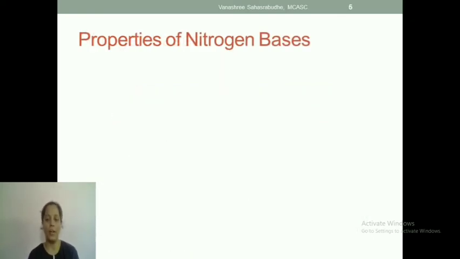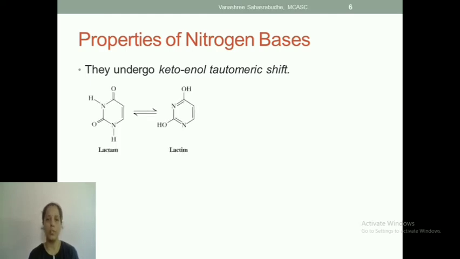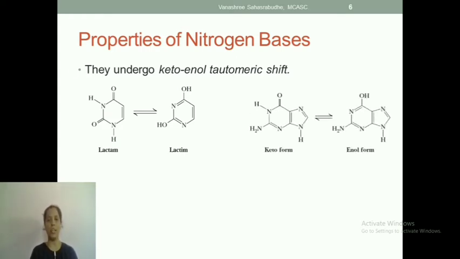Now let's see the properties of nitrogen bases. The important property: both types of nitrogen bases show keto and enol tautomeric shifts. So they exist in two tautomeric structures. Tautomers are nothing but isomers which are formed by the movement of hydrogen atoms. In lactam or keto form, the carbonyl oxygen is present, whereas in enol form the alcohol is present. So that is the keto-enol tautomeric shift. This is the shift observed in pyrimidines, and this is the shift observed in purines. Usually the keto form is more favored over the enol form. So in our DNA, the keto form of both the nitrogen bases is observed.